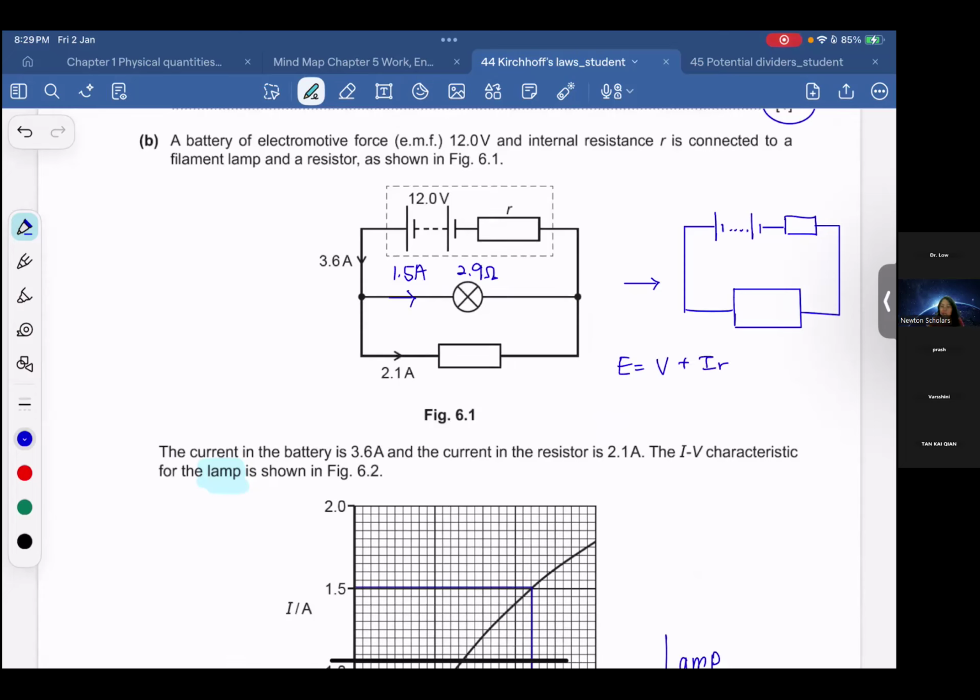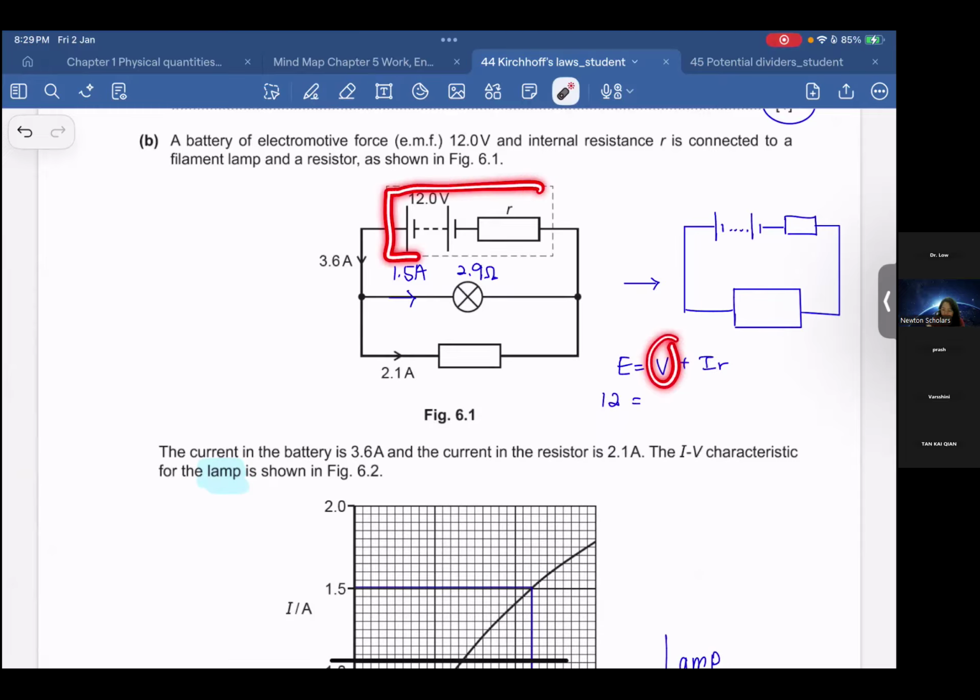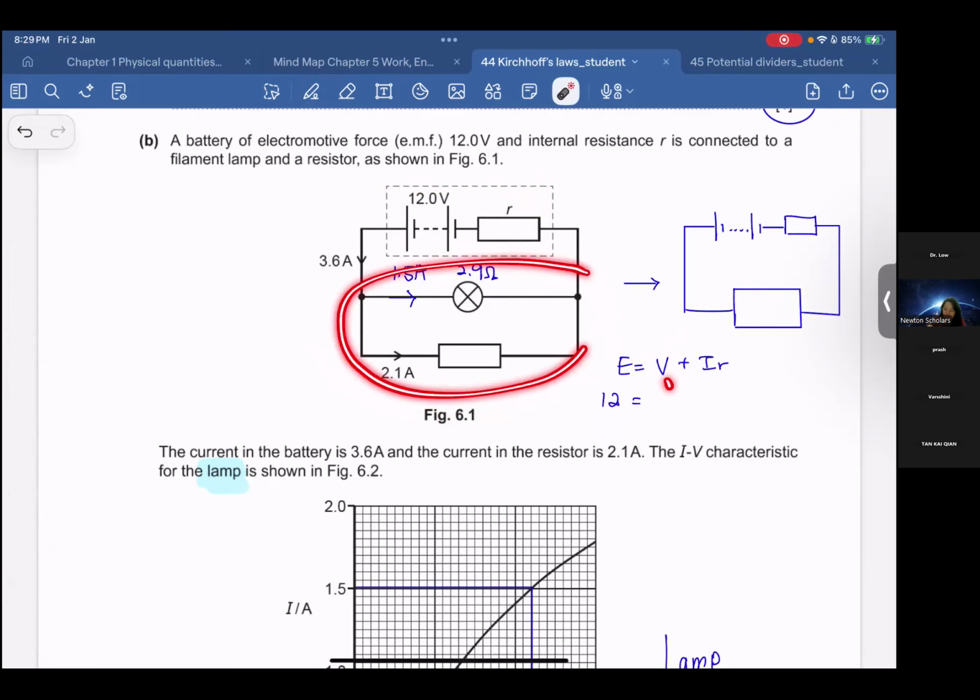I write it here so that we can refer. Hai Qian correct. Yes. Okay, E is the EMF, so here it is 12, equals to the V. V is the voltage across the external circuit. So this is the battery, and this part is called the external circuit. So this V actually is this part.